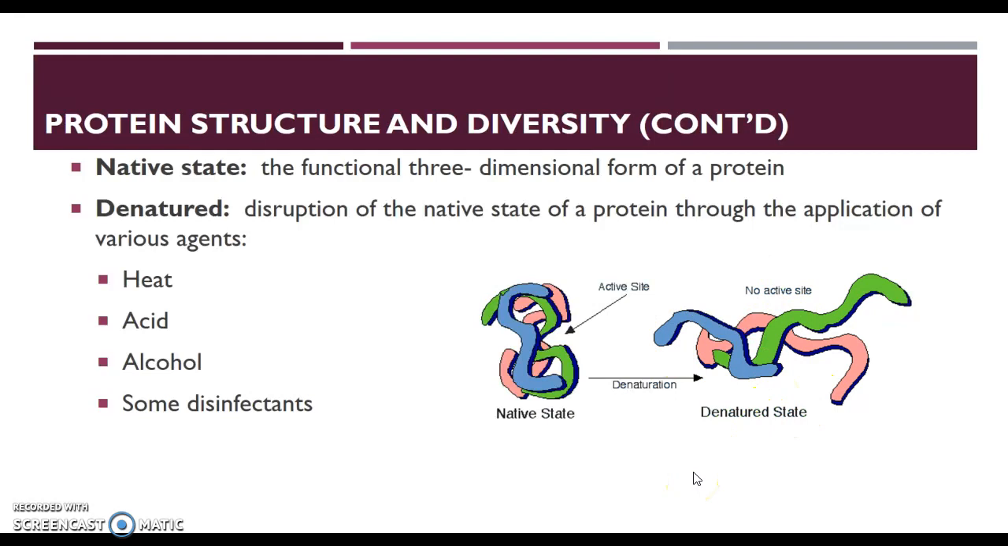First, heat. Heat is probably one of the primary ways that proteins are denatured. This is why we cook our food, because the proteins denature and become more pliable and easier for us to break down. Proteins can also be denatured by acid, alcohol, and some disinfectants. So when a protein is denatured, it is unable to perform its job as it normally does.